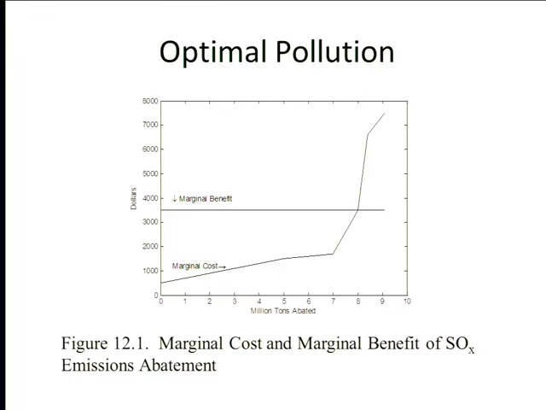Well, between 4 and 5 units abated, I get benefits of $3,500. I only get costs of about $1,000. And so that's a good idea. The benefits exceed the costs, wildly exceed the costs. And you can keep on doing that until you get to this point where the marginal cost of abatement and the marginal benefit of abatement are the same.